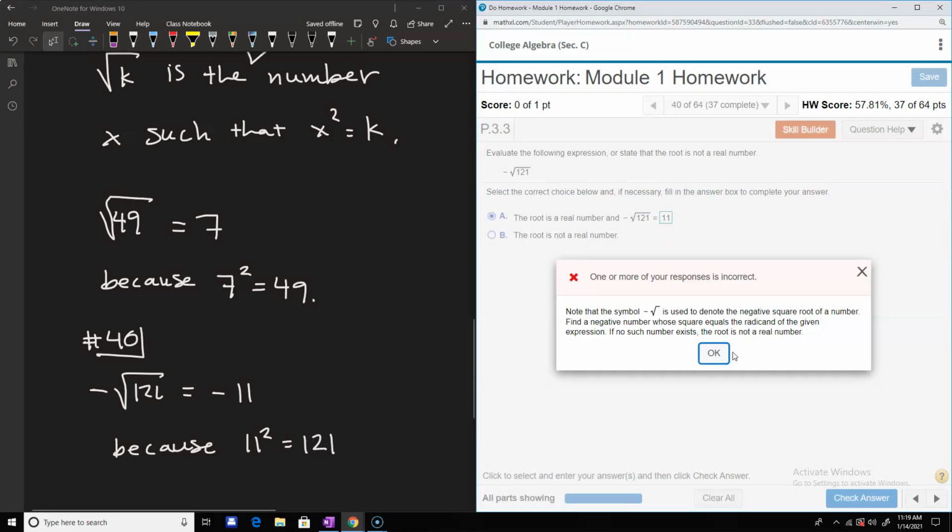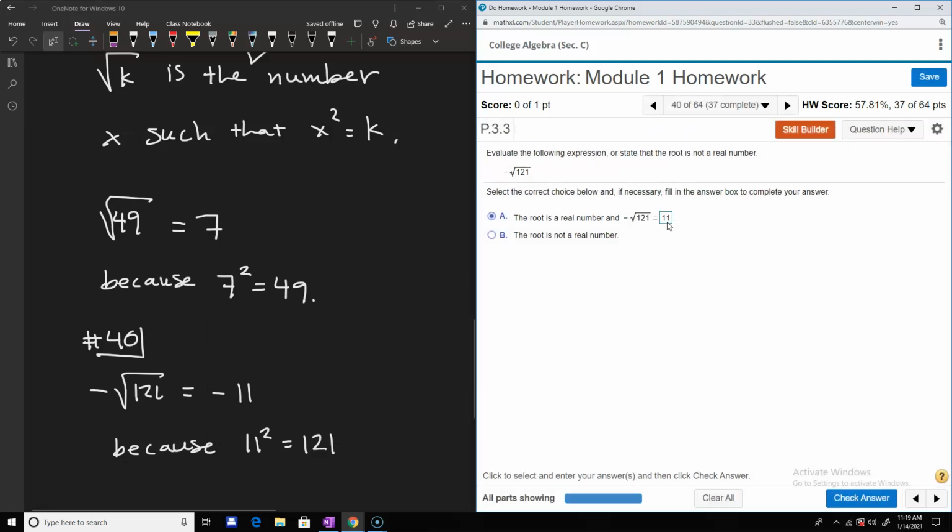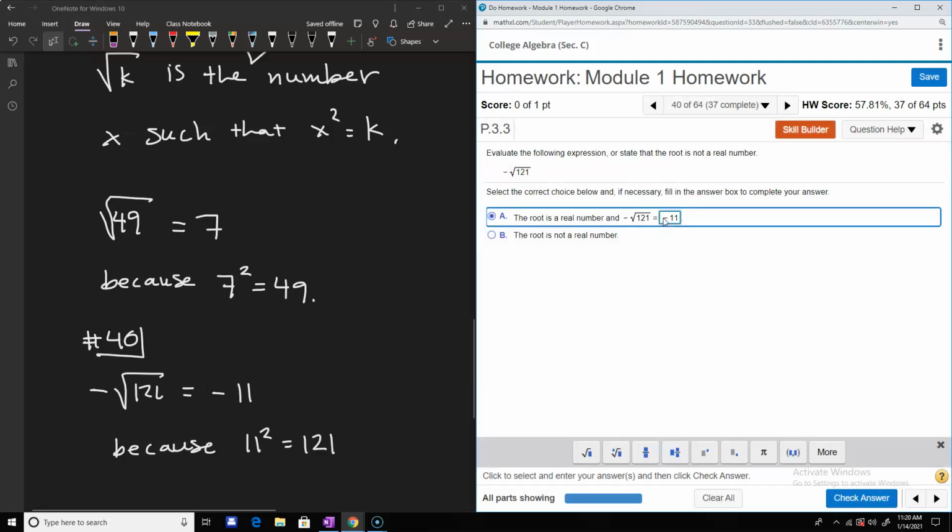Oh, I forgot the negative. Whoops. Forgot to type that negative.